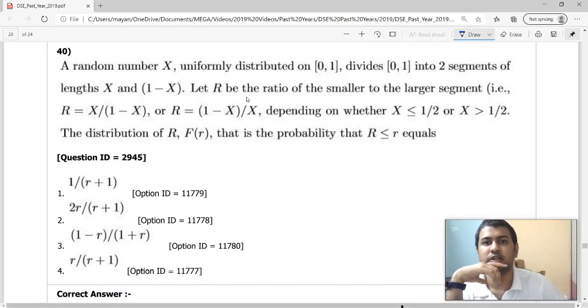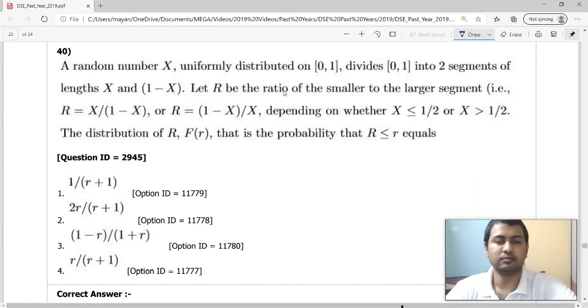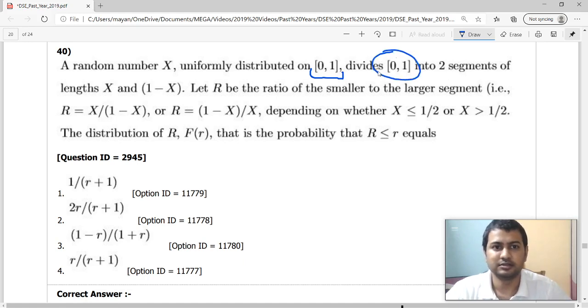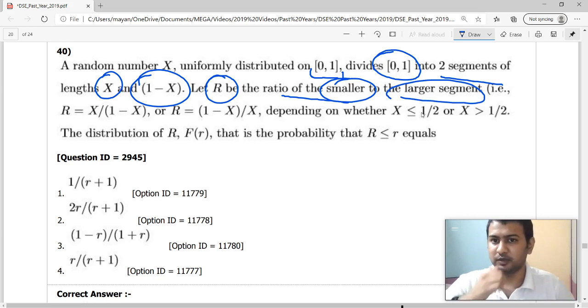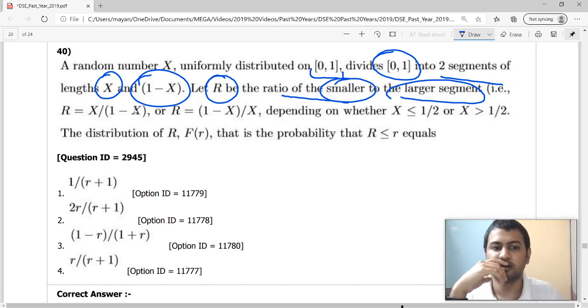Question number 40. In this question we have a random number x uniformly distributed on 0 to 1, and it divides the 0 to 1 region into two segments of length x and 1 minus x, and r is the ratio of the smaller to the larger segment. Whichever of x and 1 minus x is smaller is going to be the numerator, and the larger one is going to be the denominator.